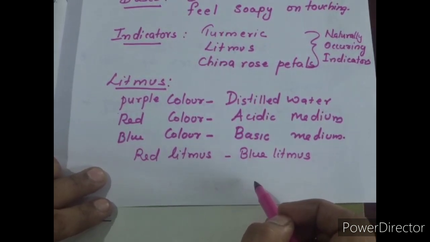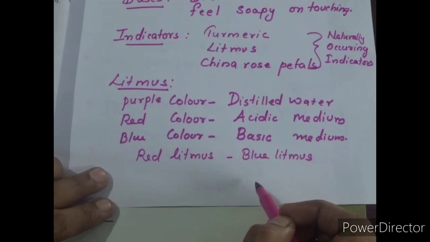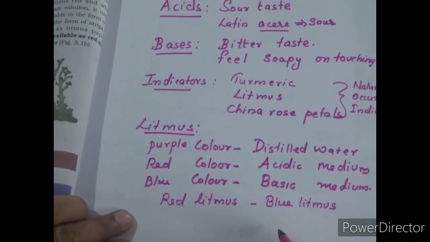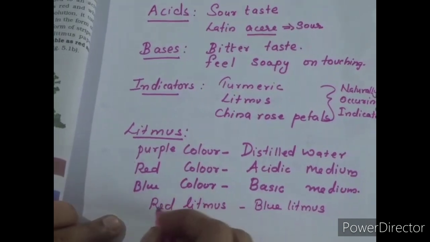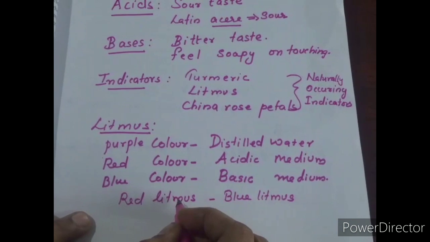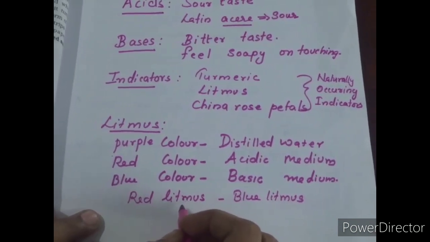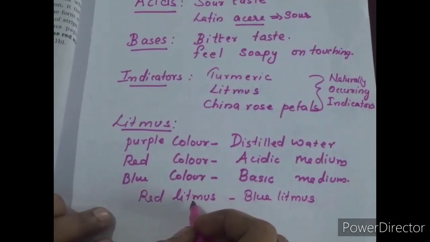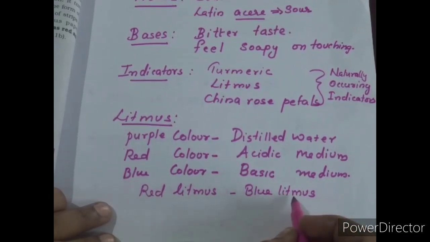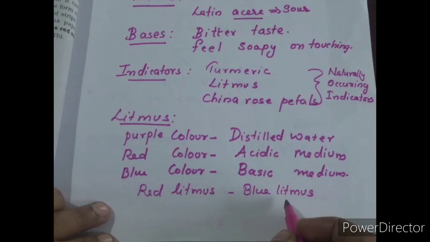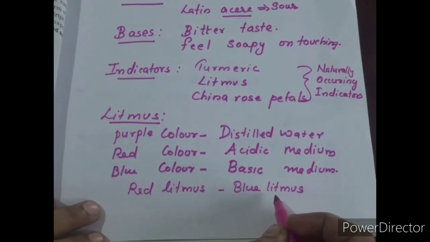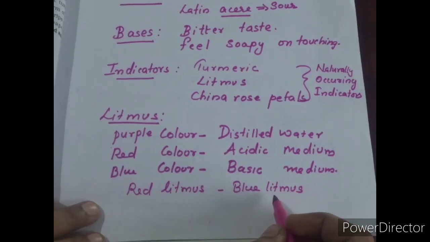Consider the example of a base like lime water or soap. When you dip the red litmus in a basic solution, the red litmus will change to blue. But in blue litmus, no color change will be there. With these examples, it will be clear how a litmus paper works.